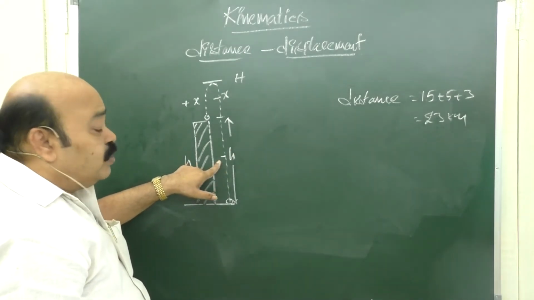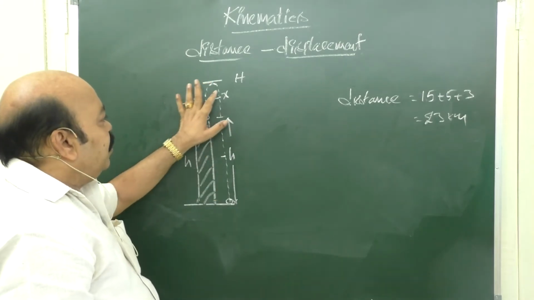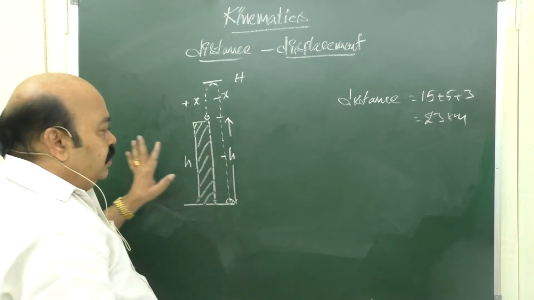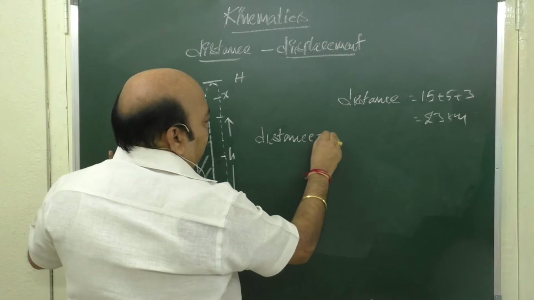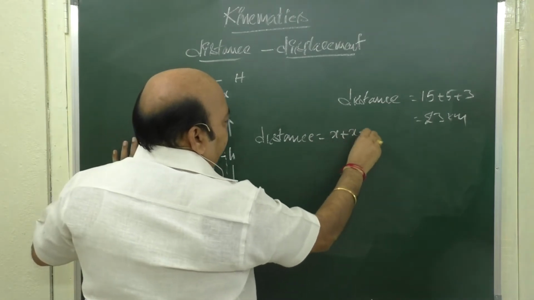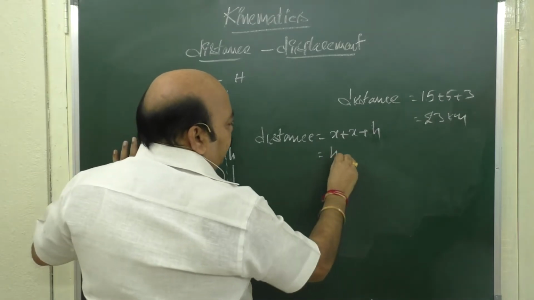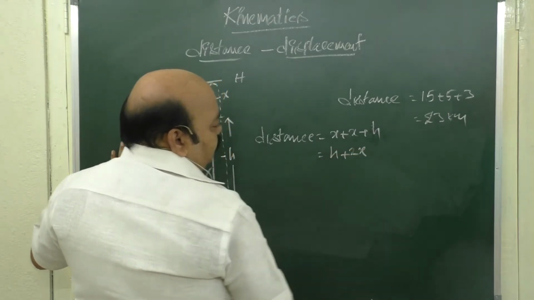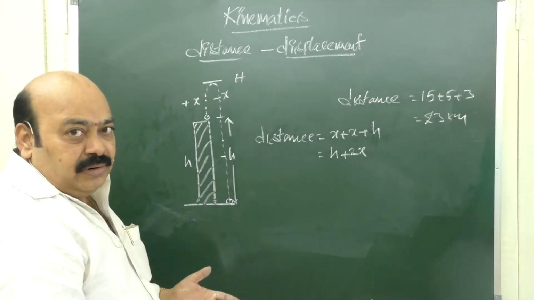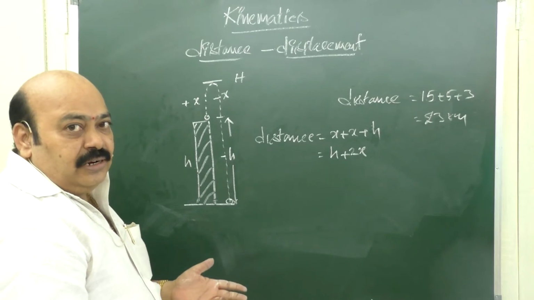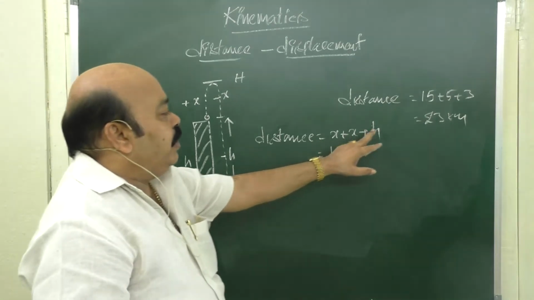So to find out the total distance, irrespective of these signs, x plus h. In this case, the distance travelled is given by x plus h, so totally it is nothing but h plus 2x. Now, what is the definition of distance? It has no direction because it is a scalar quantity. It has only magnitude. So I am considering only magnitude.